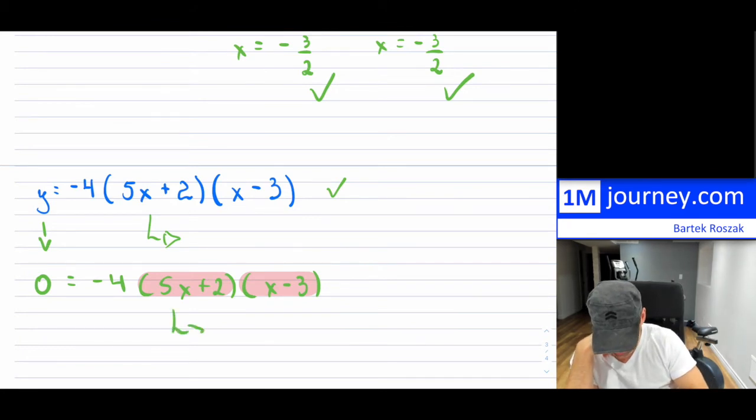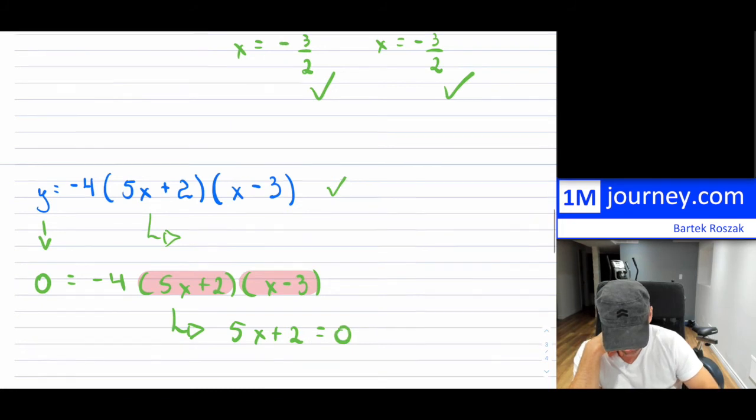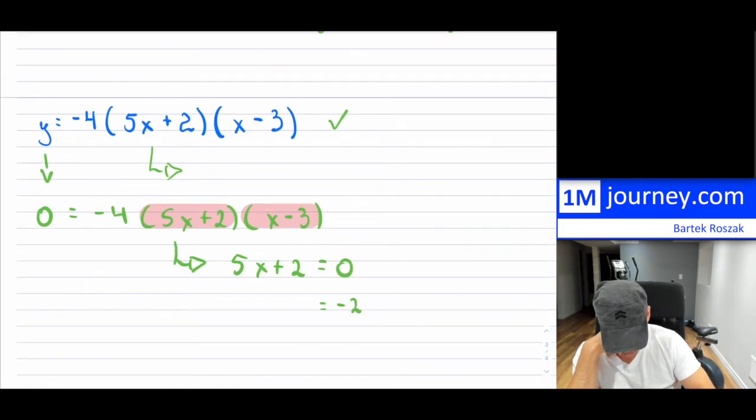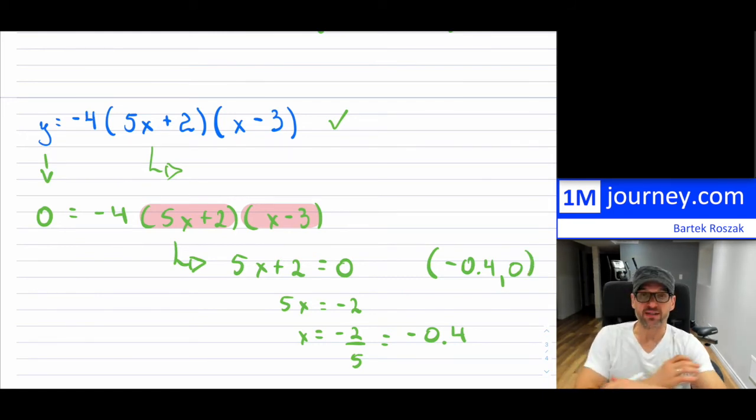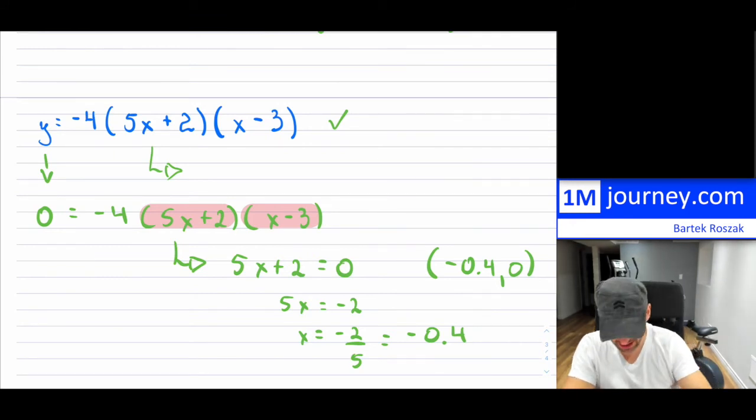So your first zero is going to come from here, 5x + 2. If you make that equal to 0, that's going to get shifted over, 5x = -2, x is equal to -2/5, which is, I guess, -0.4. That's your first point. So your first point is (-0.4, 0). That means we have found a point on our parabola here, and it is a zero. That's one of them.